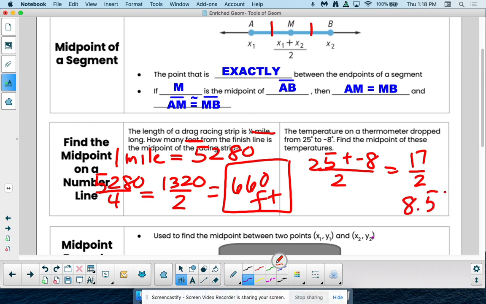So that's our midpoint. Guys, I'm really sorry the smart board's so out of whack right now.